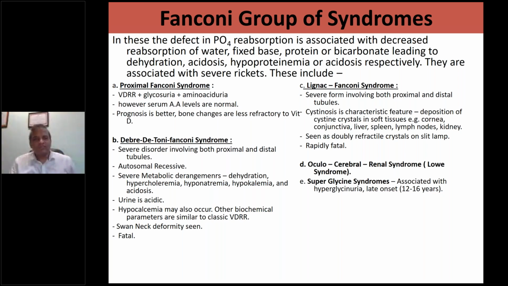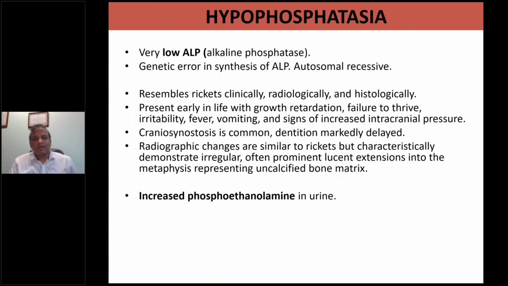Hypophosphatasia is an autosomal recessive genetic error where alkaline phosphatase is not synthesized in the body. So there will be rickets with low alkaline phosphatase levels. The diagnosis is based on increased phosphoethanolamine levels in the urine.